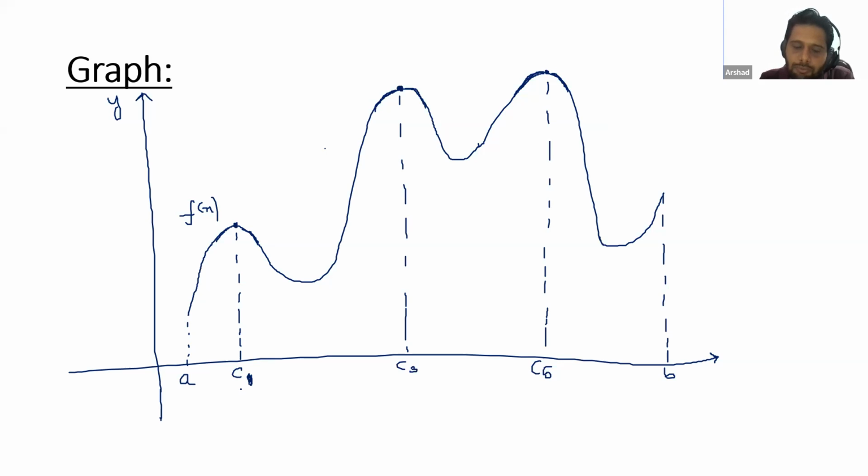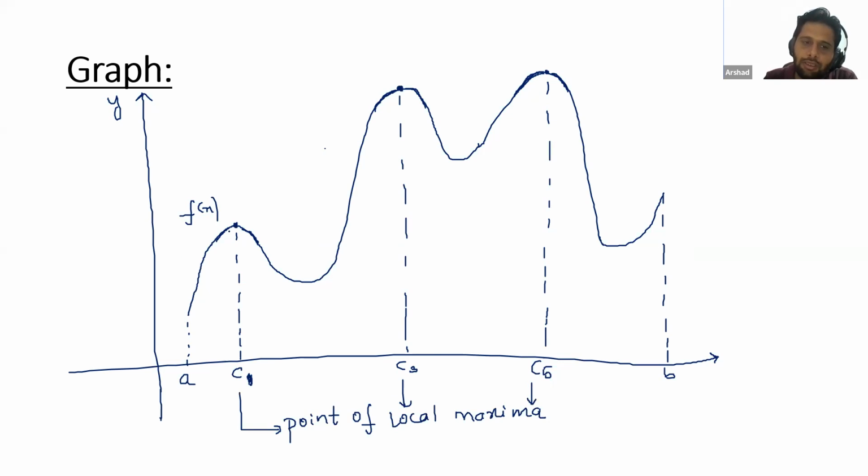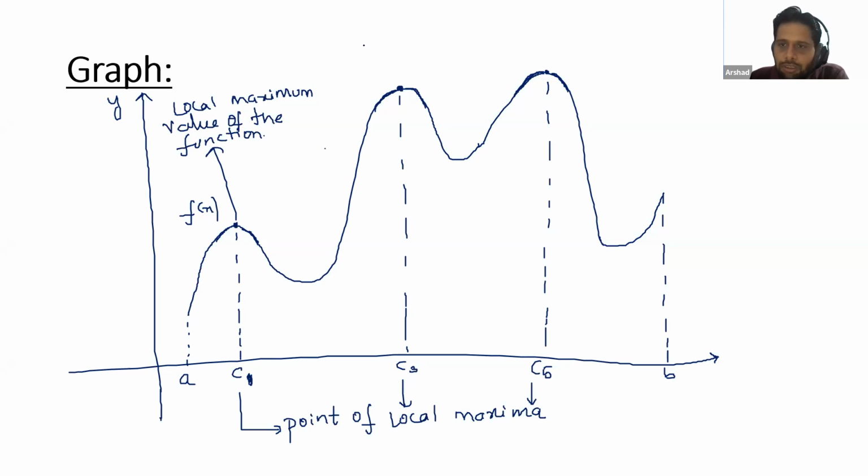So these points are called the points of local maxima. Local maxima. And this is, I will write here, the local maximum value of the function. So what exactly is local maxima, and what is the local maximum value of the function?